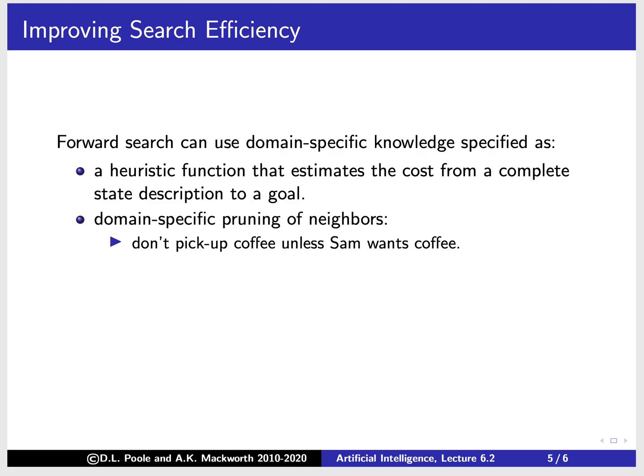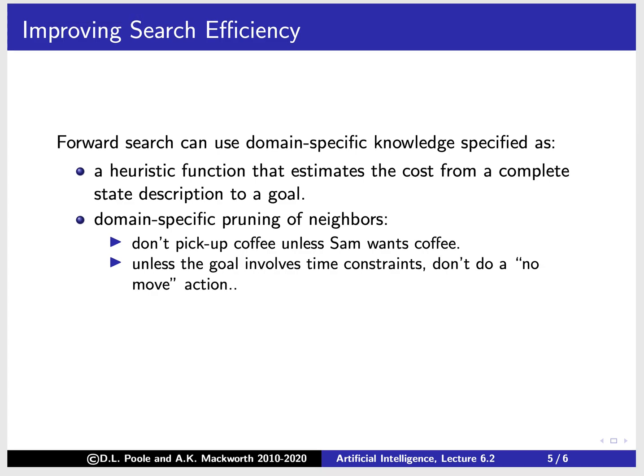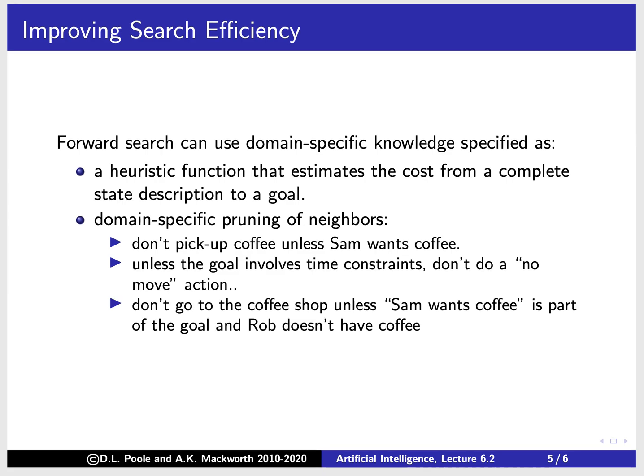You could also imagine domain-specific pruning of neighbors. Maybe you could say, don't pick up coffee unless Sam wants coffee. That's a good heuristic, because if Sam doesn't want coffee, there's no point picking it up. We could also say, unless the goal involves a time constraint, don't do a no-move action. I didn't include the no-move action, but sometimes if you have to wait until 2 o'clock, it's better to just not do anything. But if there are no time constraints and no reason for waiting, then a no-move action is never sensible.